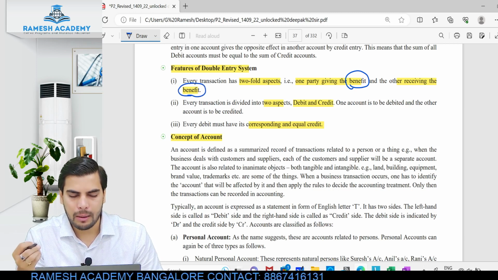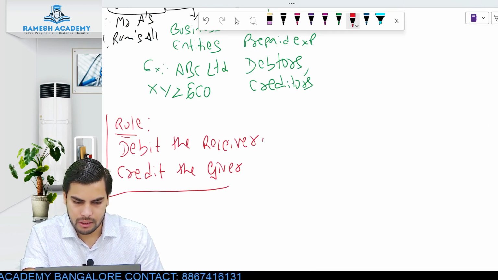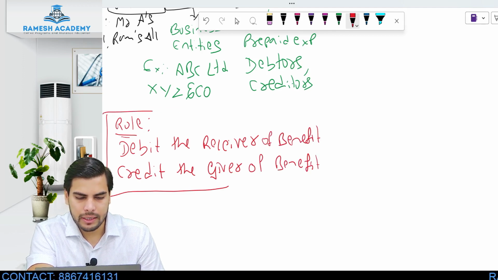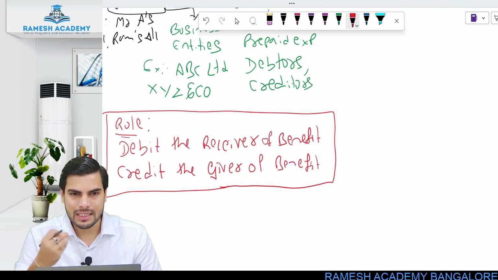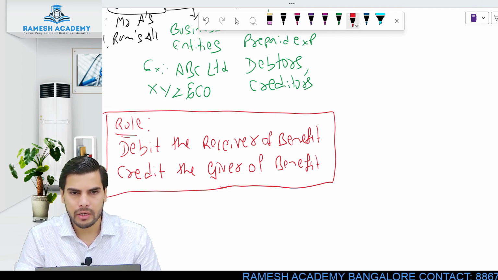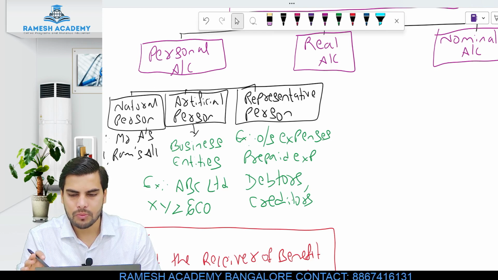So, if you want the complete rule, it would be: debit the receiver of benefit, credit the giver of benefit. Normally we call it debit the receiver, credit the giver, but the complete rule is this. Whenever a particular person is receiving any benefit, we will be debiting his account. Whenever a person is giving any benefit, we will be crediting his account. As simple as that. With respect to personal account, if you remember this, it is more than sufficient.